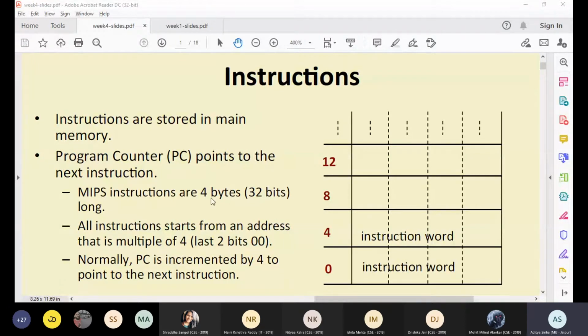Which special purpose registers did we study last week? Program counter, MAR, MDR, and instruction register. Okay. What are the full forms of MAR and MDR? Memory address register and memory data register. Very good. So we have studied four types of special purpose registers.